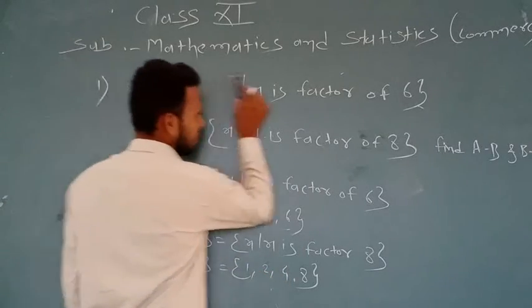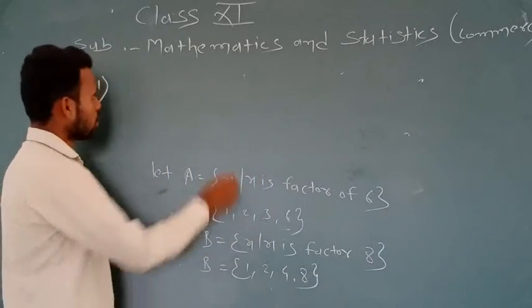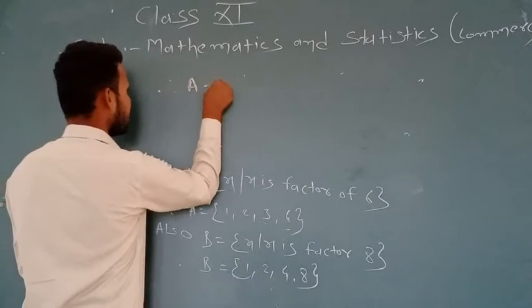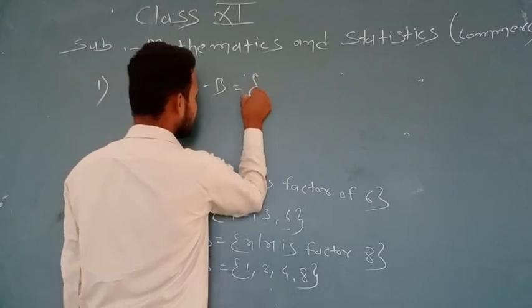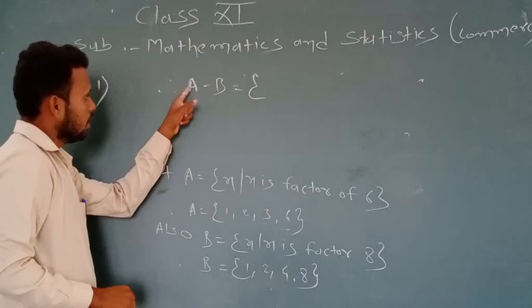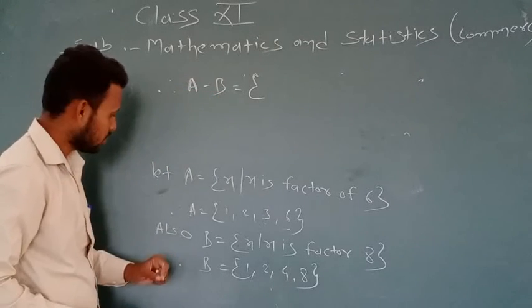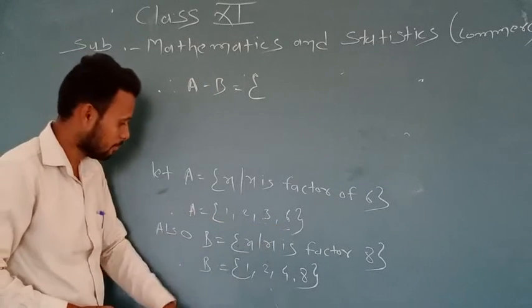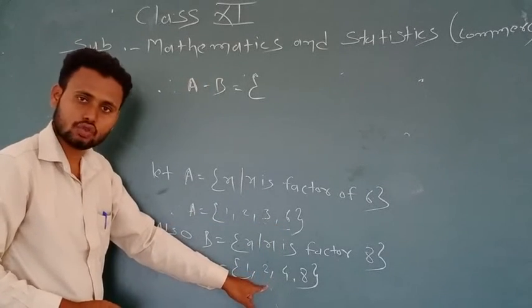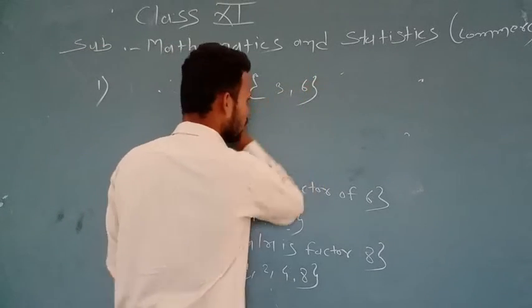Therefore, next line. A minus B is equal to the set containing all elements which belong to A but do not belong to B. That means they are in A but not in B. 3 and 6 belong to A but 3 and 6 do not belong to B. Therefore in A minus B there are these two elements, 3 and 6.